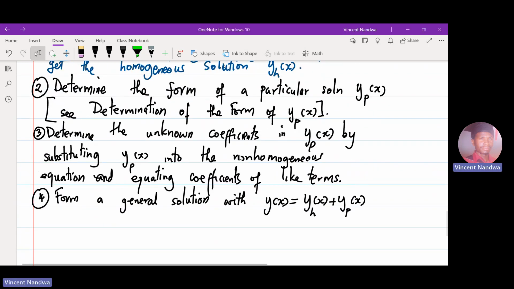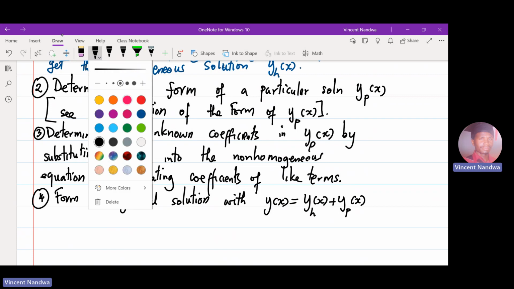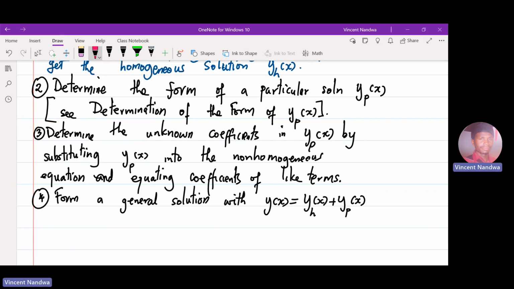Now remember, in step 2, we said we have to determine the form of a particular solution, yp. So let's explain robustly the way we determine the structure or the form of a particular solution. So, determination of the form of yp.